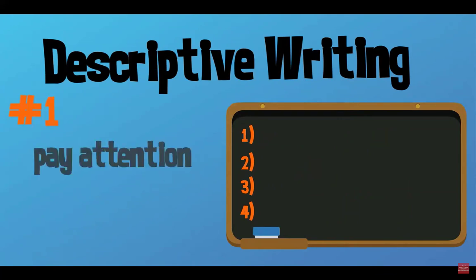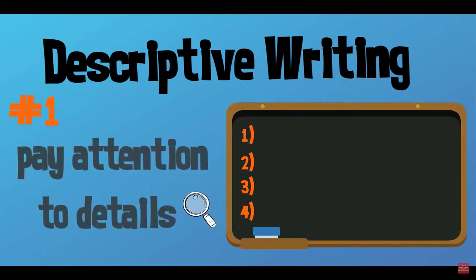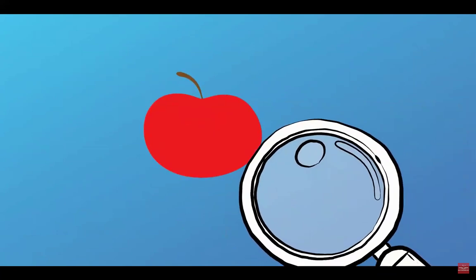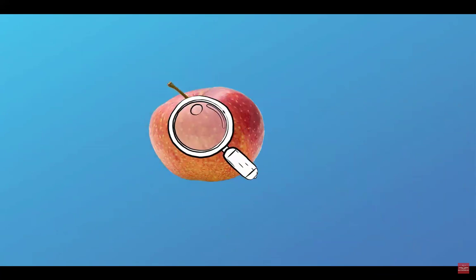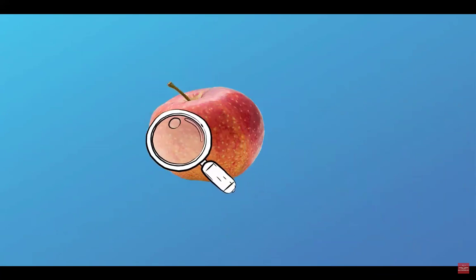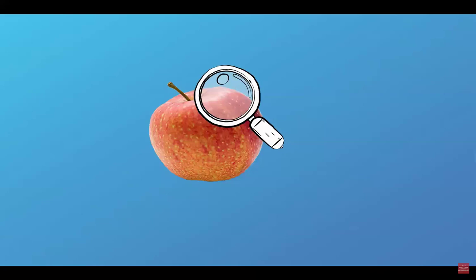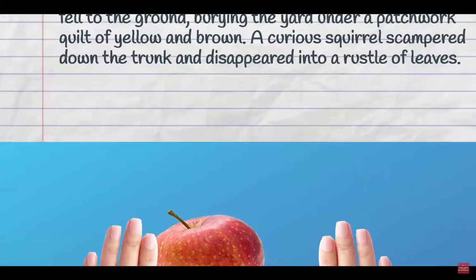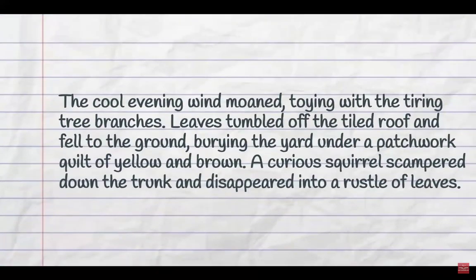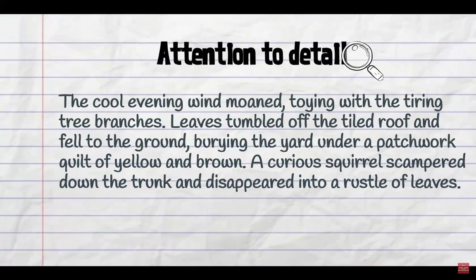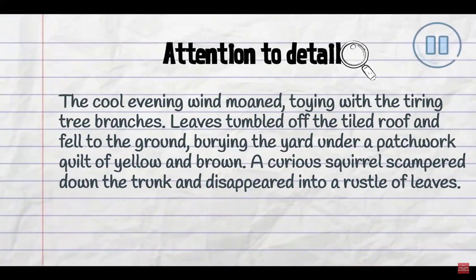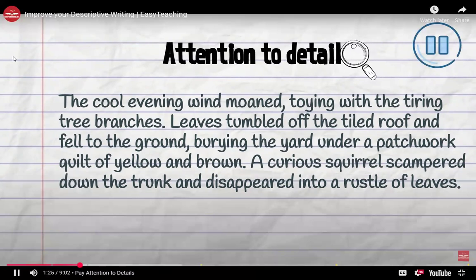Number 1. Pay attention to details. Whereas regular writing might see a red apple, descriptive writing sees the detail of the stem, the change in colour, the spots on the skin, and the way it catches the light. Can you see anywhere in our example text that shows the author paid attention to detail? Pause here while you look.